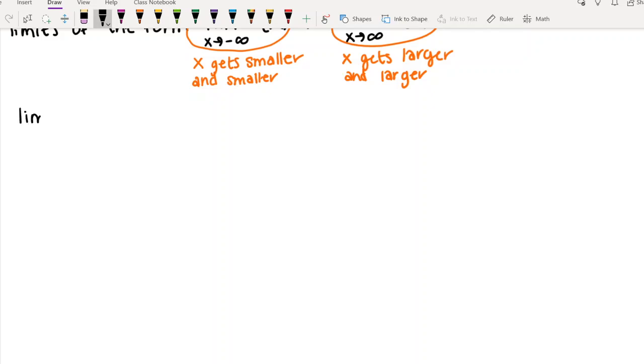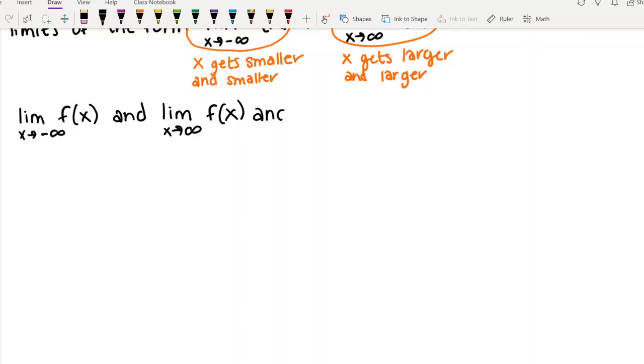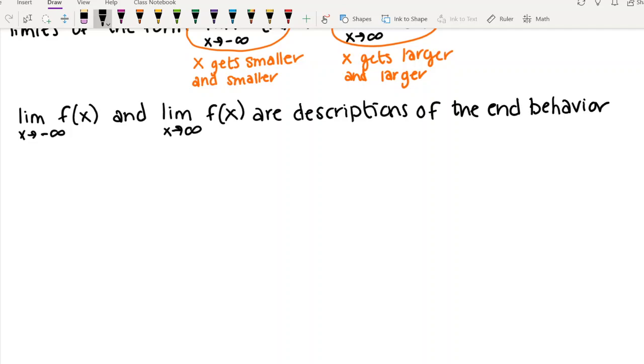The limit as x approaches negative infinity of a function and the limit as x approaches positive infinity of a function are descriptions of the end behavior of f of x.